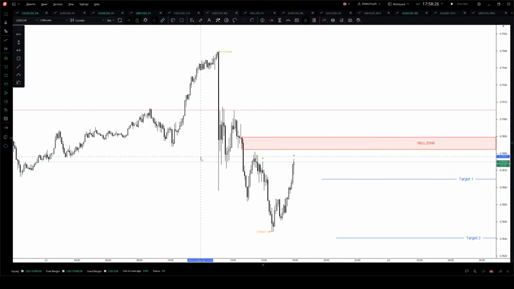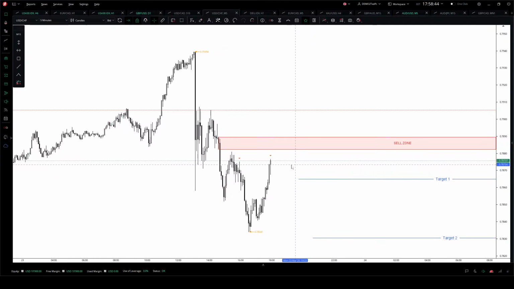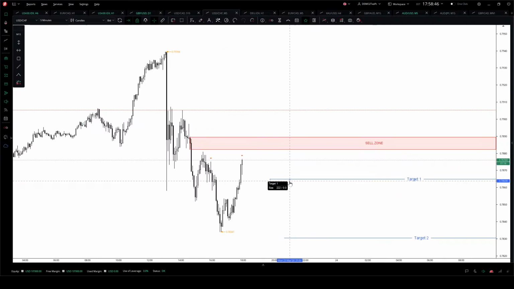V-OneFX is currently streaming a live trade opportunity on USDCHF on the 5-minute time frame. We have marked a zone based on our analysis as a supply from where price needs to drop again to achieve these targets.